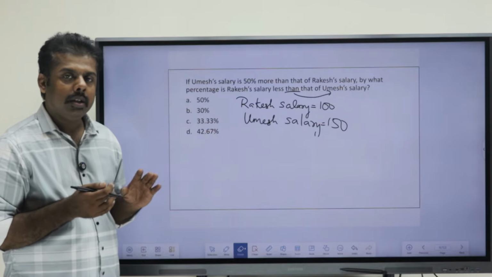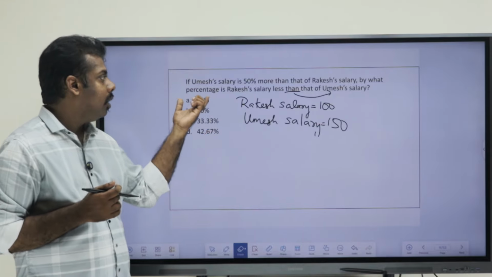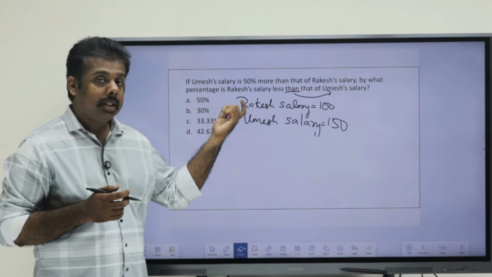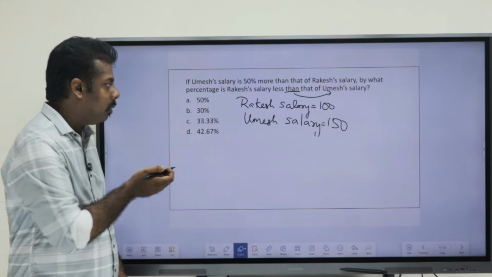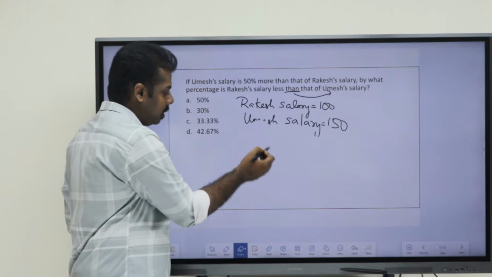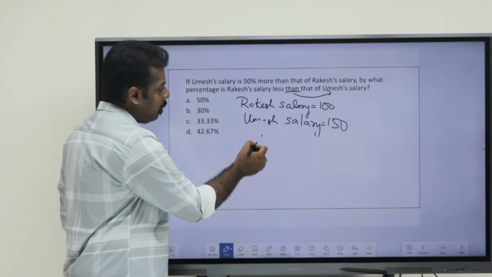Now we can discuss the question that they have asked. They have asked by what percentage Rakesh's salary is less than that of Umesh's salary. Okay. So we know how to find percentage less. What was the formula?